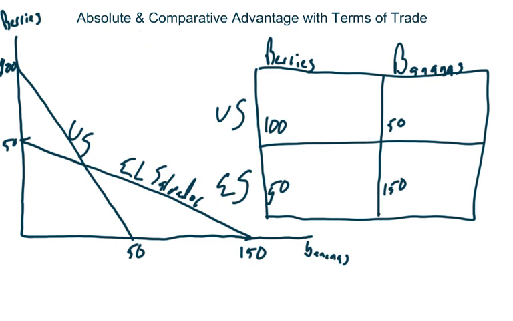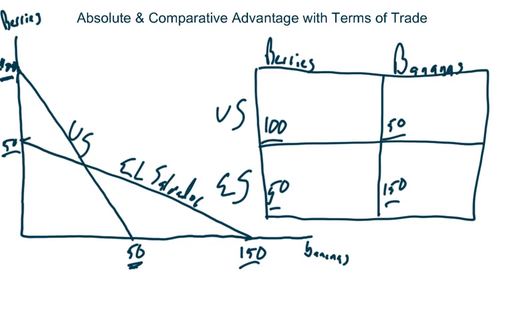So what we're going to do is take the information from the PPC here and plug it into this particular matrix. I already plugged it in. So we can see that the United States can produce 100 berries or 50 bananas, and El Salvador can produce 50 berries or 150 bananas, and I already plugged those numbers in.